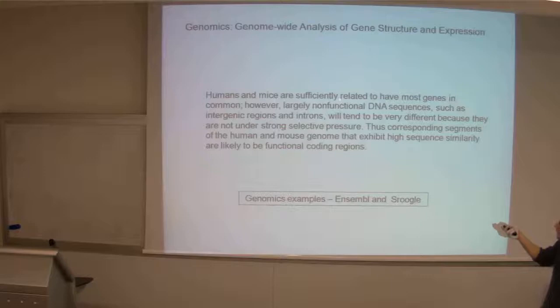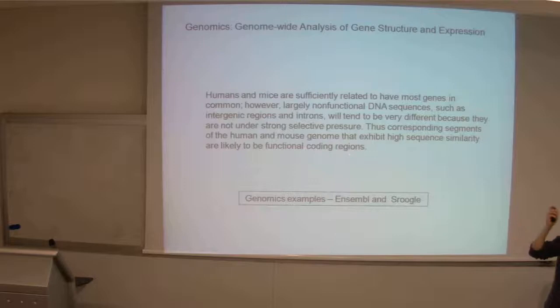Humans and mice are sufficiently related to have most genes in common. However, largely non-functional DNA sequences, such as intergenic regions, regions that are between genes, and introns, so remember introns, the ones that fall off during splicing, will tend to be very different because they are not under strong selective pressure. Not really true, the thing with the selective pressure. Okay, thus, corresponding segments of the human and mouse genome that exhibit high sequence similarities are likely to be functional coding regions. This is an assumption.